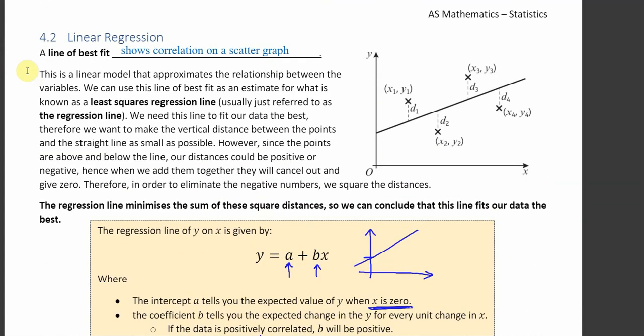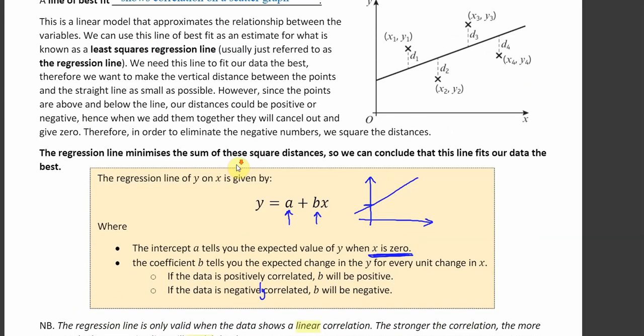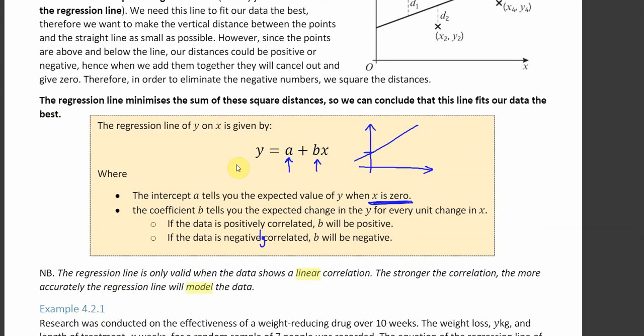If we go back to the beginning, these regression lines, or these lines of best fit, are just models that approximate the relationship between two variables. Okay, next up we're going to do example 4.2.1.